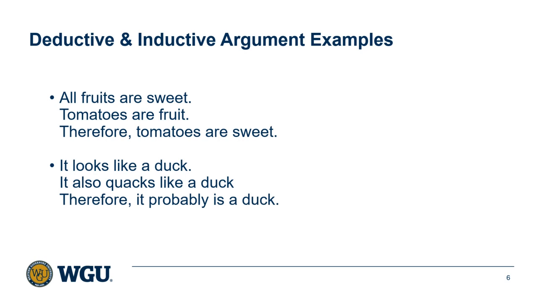Now, none of us would describe a tomato as sweet, so there's definitely a problem with that argument, but it's not a problem with its logical structure. This argument is valid. The second argument on this slide is inductive in nature. Its premises make its conclusion likely, but cannot make it certain. If this thing I see looks like a duck, and it quacks like a duck, I conclude that it is a duck. I could be wrong, though. And thus, this argument is inductive.